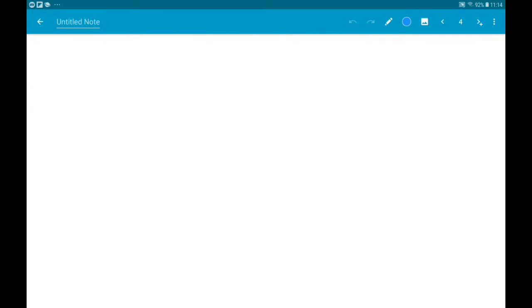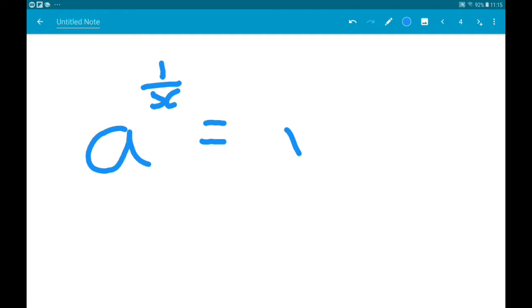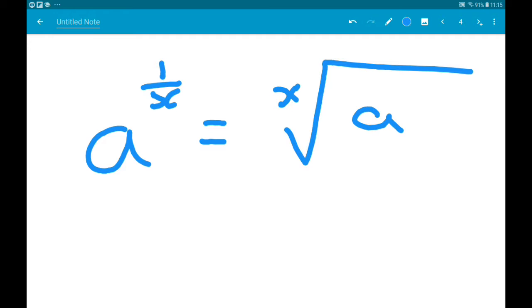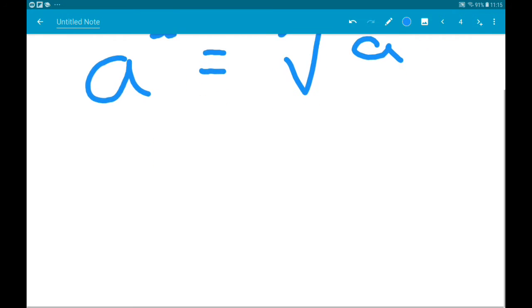Okay then, so we are going to start this adventure by looking at fractional powers that have a 1 on top. So, in general, the rule would be a to the power 1 over x is equal to the xth root of a. Now, that probably sounds mental. Again, the algebra makes these things look scarier than they are. So, let's have an example.